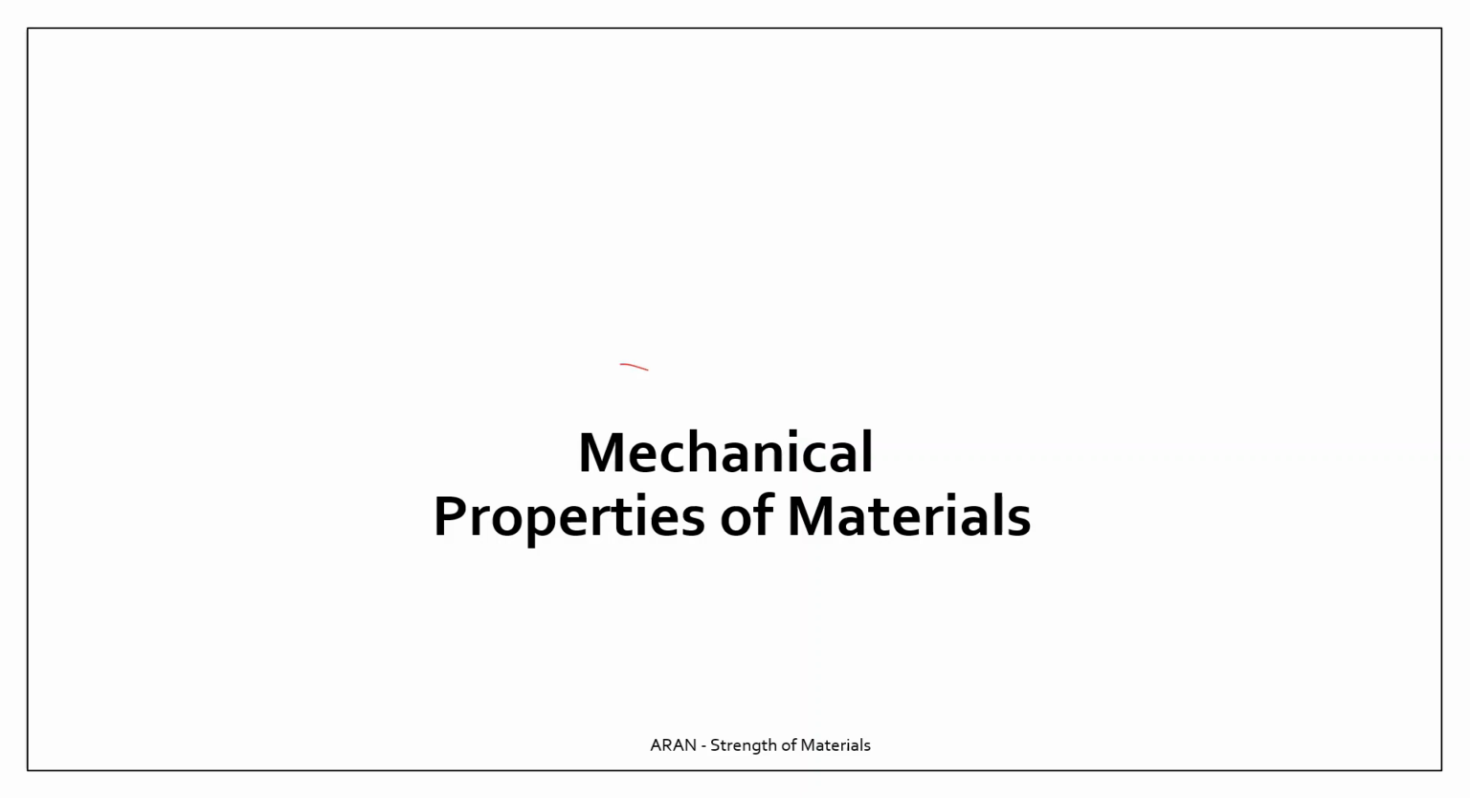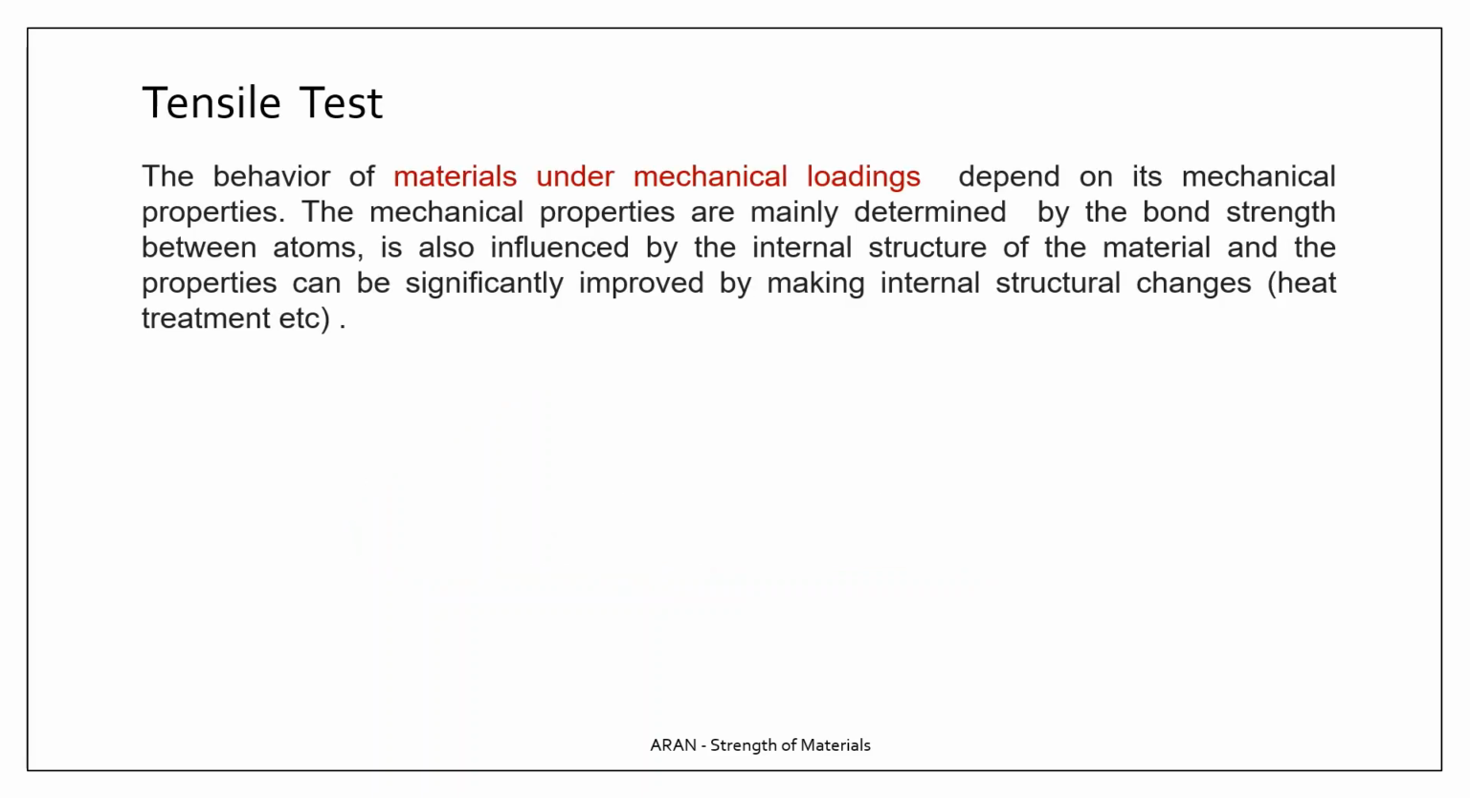In this video, we will deal with the mechanical properties of materials. The behavior of materials under mechanical loadings depends on its mechanical properties, and these are mainly determined by the bond strength between the atoms. Besides, the properties are also influenced by the internal structure of the material, and by making internal structural changes, applying processes like heat treatment, these properties can be significantly improved.